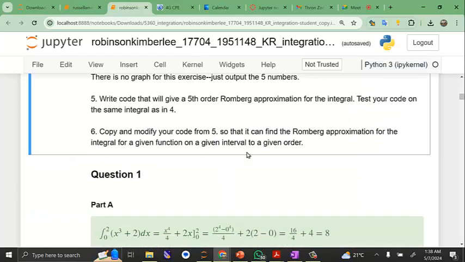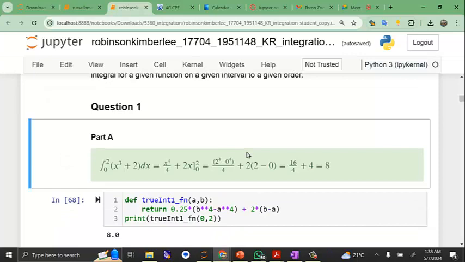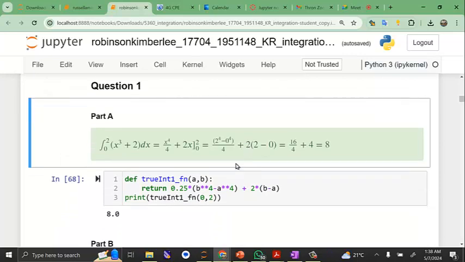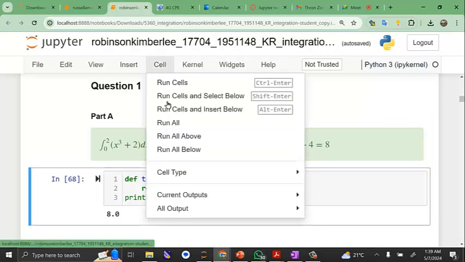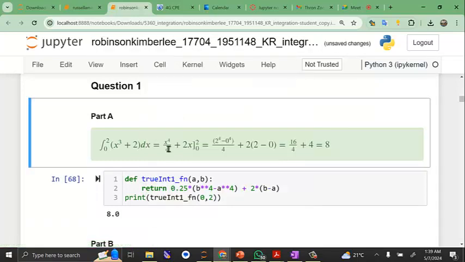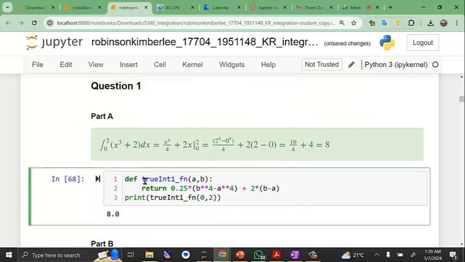So let me go on and do question 1. So question 1 is evaluate the integral, and here it is. Straightforward integral out of Calc 1. And then here's the true function. Of course, you need the two limits. And so the two limits are the argument of the function, and here is the actual integral that we need. Once you define the integral in a cell, you can use it in subsequent cells. So let me go ahead and do run all above, make sure I have everything. And I think we're good, and then I'll run this, and it should be fine.